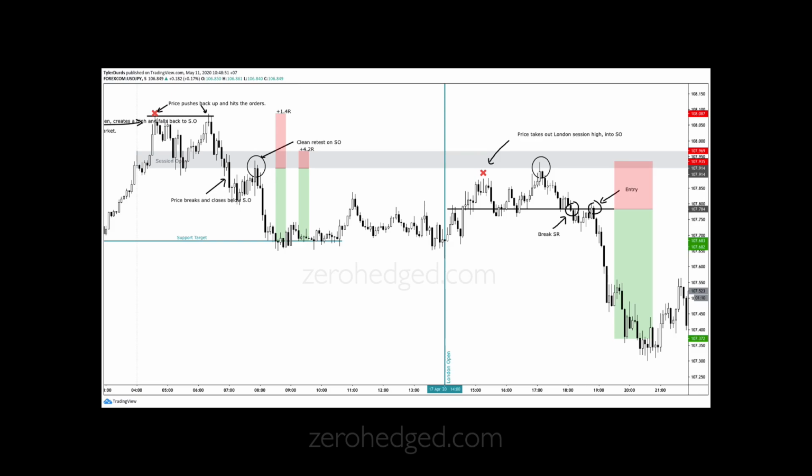And then what did it do? It ranged a little bit for a few candles, and then boom, pushes back up into the session open, the grey box. We are still on the same trading day here. We're now in the London session, and it's still useful. It created a high in London, took it out into the grey. You see that circle on the right, the second circle, where it had a perfect retest of the grey. Price takes out London session high into the session open.